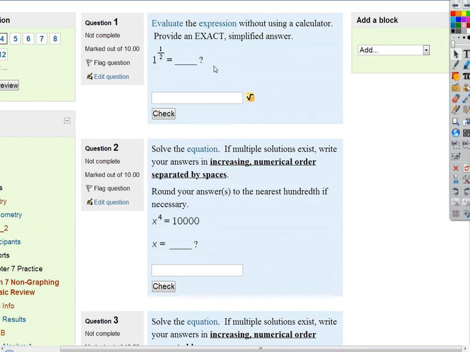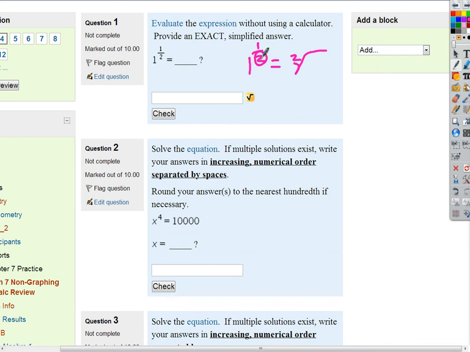Well, now we're just evaluating here. We're not solving for anything. We're just trying to figure out what that means. And the point of this is, what is a 1/2 power? It's a square root, isn't it? That's the same thing as saying 1 to the 1/2 is the same thing as saying the second root, right?